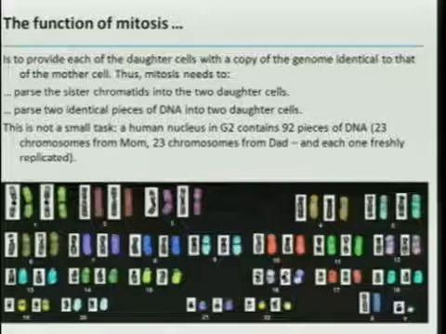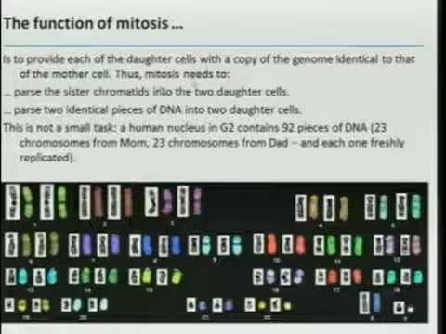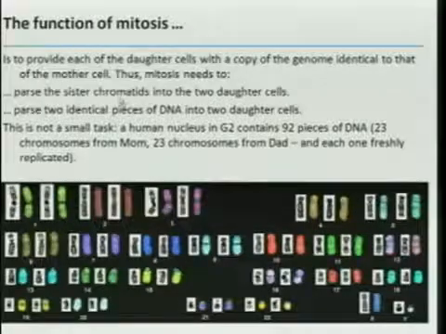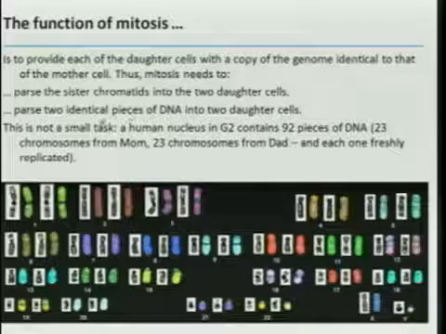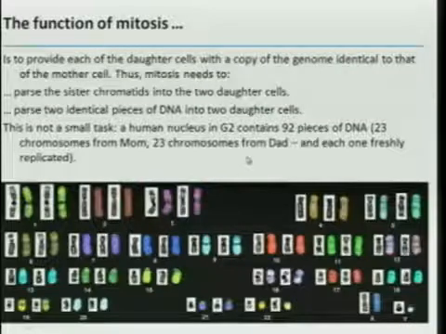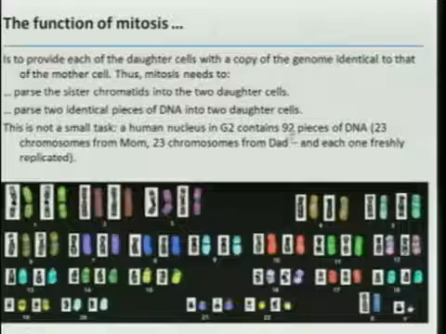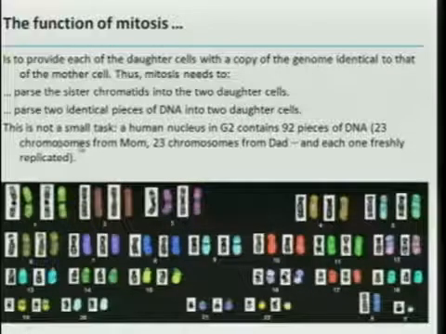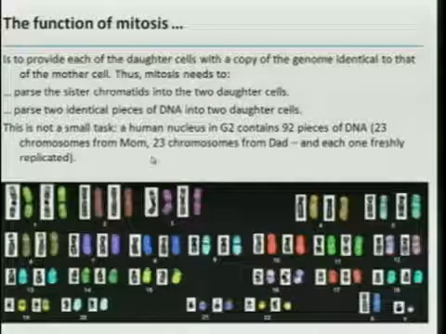So the function of mitosis then is to provide each of the daughter cells with a copy of the genome identical to that of the mother. So mitosis needs to, depending on how you want to state this, parse the sister chromatids into two daughter cells, or what I like better is parse the two identical pieces of DNA into two daughter cells. And this is not a small task. A human nucleus in G2 contains, as I said, 92 pieces of DNA, 23 pieces of DNA chromosomes from mom, 23 from dad, and each one freshly replicated.